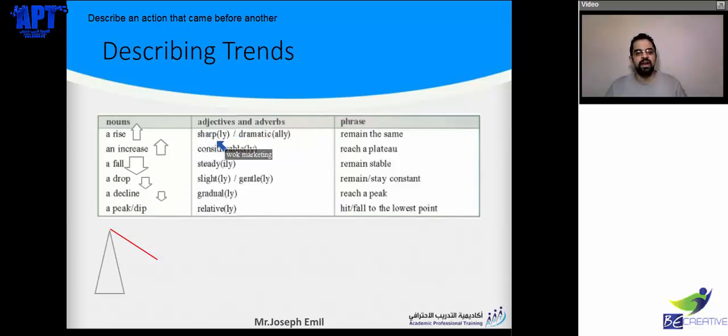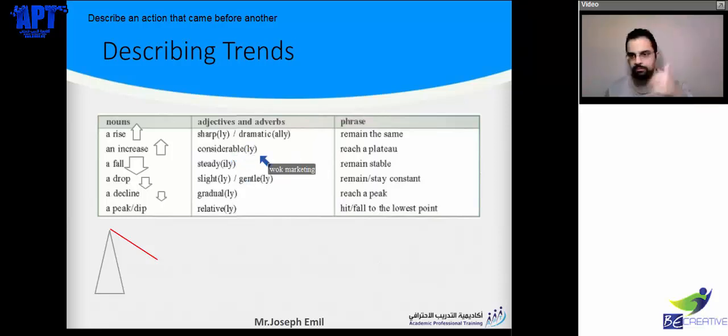Okay, sharp is a very large increase. Sharp is large, or a dramatic increase. Okay, by the way, when you add these letters in the parentheses or in the brackets to the word, it turns it from an adjective to an adverb. So, sharp increase, that's an adjective. It increases sharply, that's an adverb. So, sharp increase, or it increases sharply, dramatically, or dramatic.